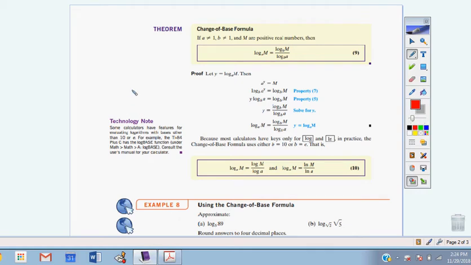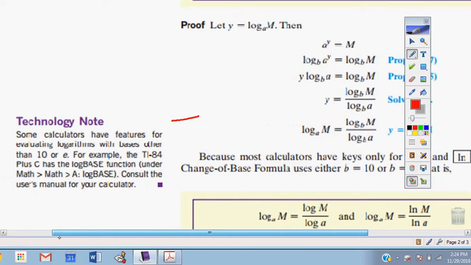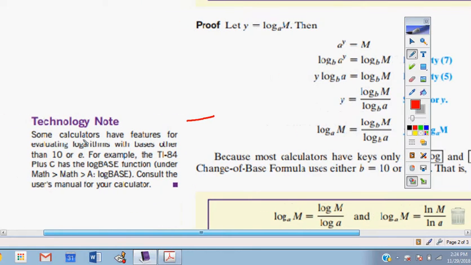Videos to get you to understand the change of base formula and then how we would possibly use it. This is a printout from a textbook, your textbook, that actually talks about the change of base. So we're going to get some practice looking at text here for a minute. I'm going to zoom in a little bit because there's a couple of things I want you to see about this. First of all, technology note.